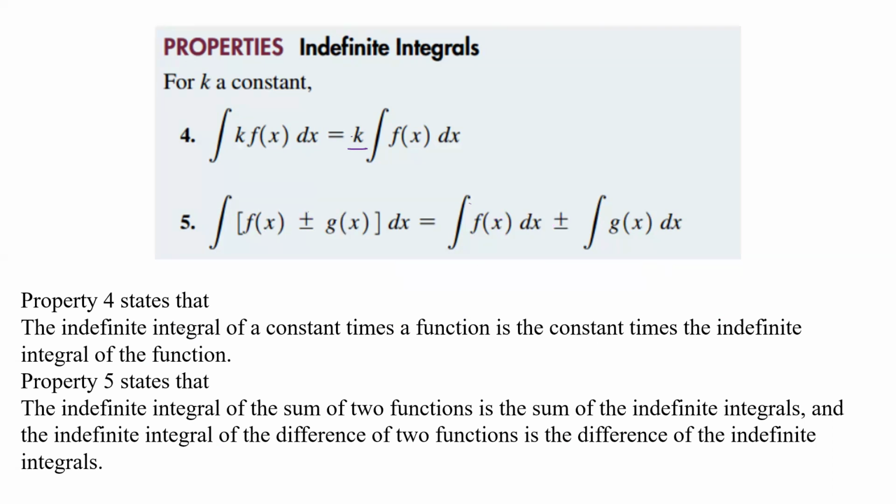And written out here in long form, this property states that the indefinite integral of a constant times a function is the constant times the indefinite integral of the function. Okay, basically, it's what it's showing here. And property 5 says the indefinite integral of the sum of two functions is the sum of the indefinite integrals, and the indefinite integral of the difference of two functions is the difference of indefinite integrals. So it doesn't matter if it's a sum or difference. If you have a sum of two together, then it's going to be the sum of the two separated. If it's a difference of them together, then it's the difference of them separated.